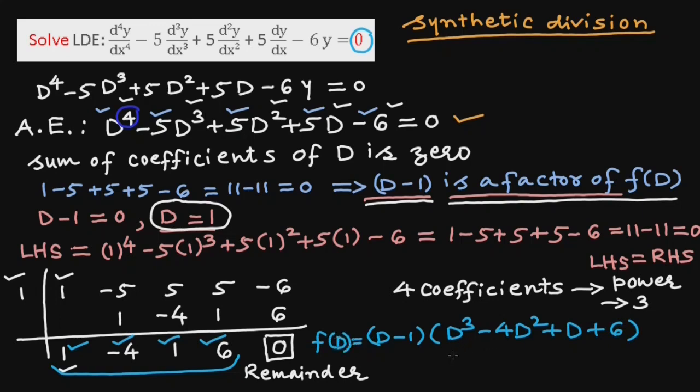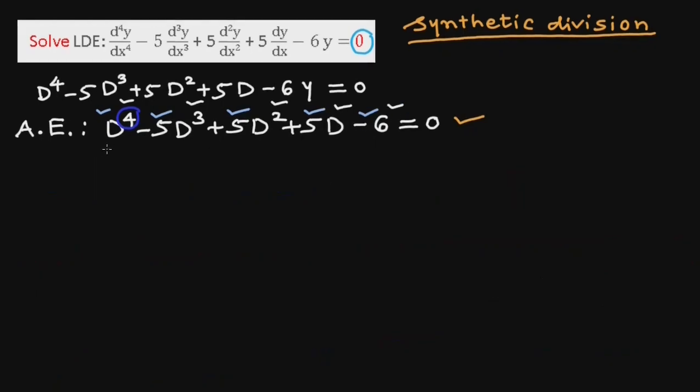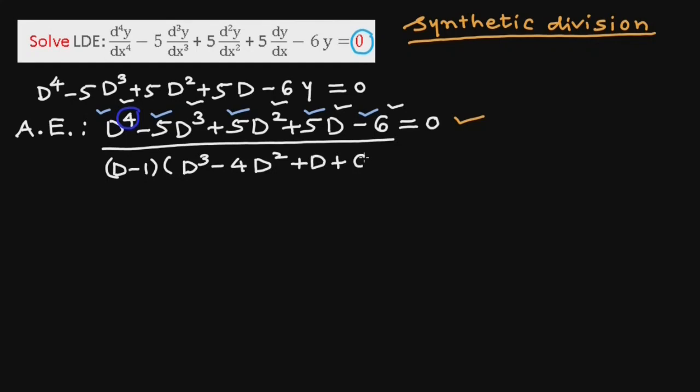Next, we have to factorize this cubic polynomial. We can do this again by synthetic division. Now we have factors of this polynomial: (d minus 1) into (d cube minus 4d square plus d plus 6) equals 0. We will find factors of this cubic polynomial again by synthetic division.